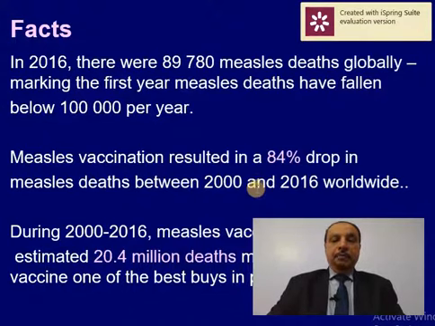Some of the cases will appear in the areas of wars, and some people refuse vaccinations. You will find some countries with low immunization coverage. That's why they still have measles cases. During the years 2000 to 2016, measles vaccination prevented an estimated 20.4 million deaths, making the measles vaccine one of the best buys in public health.